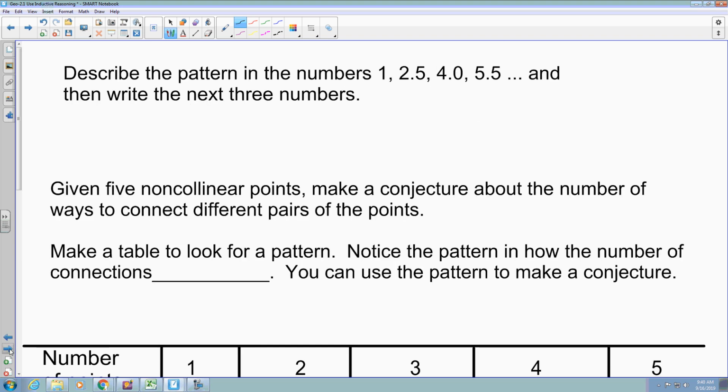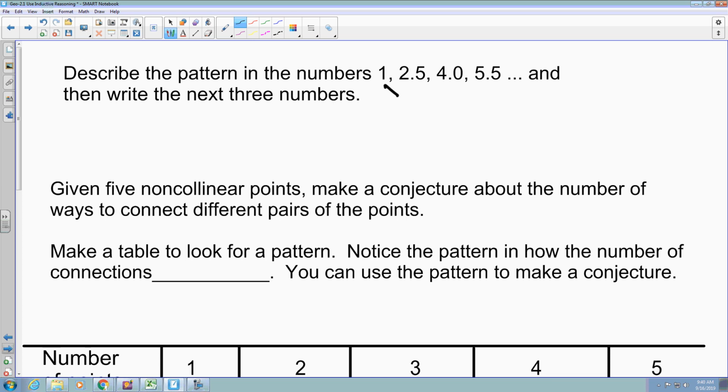So now here they're asking us to describe the pattern of numbers 1, 2.5, 4, 5.5, and then they want us to write the next 3 numbers. Since these numbers didn't rise super drastically, I'm led to believe that it is an addition problem because the numbers increase in the pattern. So if I look at the very first one, I would just take 2.5 and subtract 1, and I get 1.5.